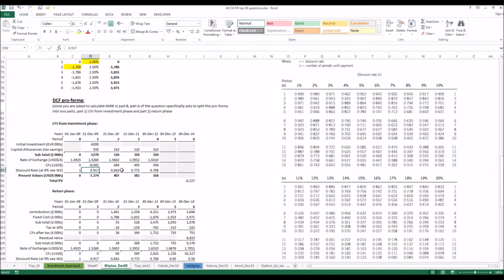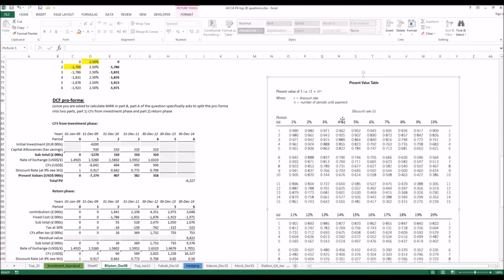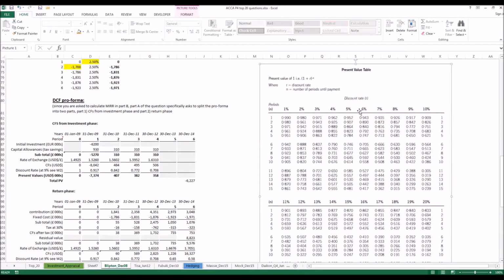of 0.917, 0.842, 0.772 in year 3, and 0.708 in year 4. And I got these values by looking at the present value table that's in the back of the exam paper, where for 9% in year 1 we are told it's 0.917, in year 2 is 0.842, in year 3 is 0.772, and in year 4 is 0.708.